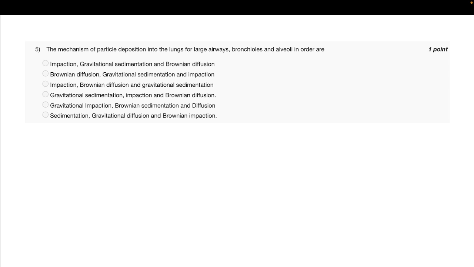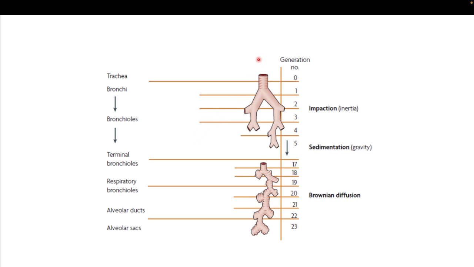Okay, let's look at the answer. Yeah, you're correct. The correct answer is impaction, gravitational sedimentation, and Brownian diffusion. So this is what I was talking about a few minutes back. There's a very intricate and very fine network of airways in the lungs. It starts with your trachea, which is a very broad airway, and then it goes on branching, which we call generation. So your zero generation, your first generation will be something like this.